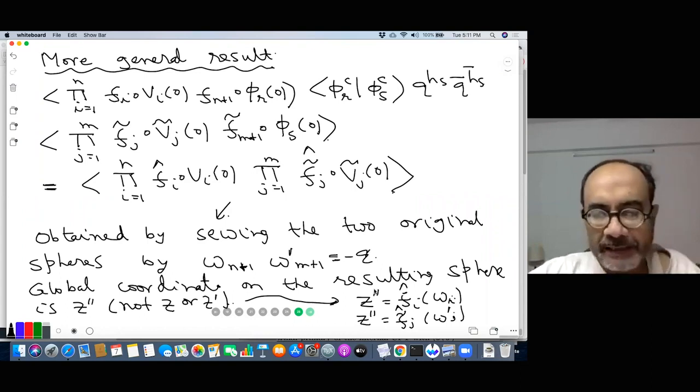Okay, so in the special case, we had these f n plus 1 and f tilde m plus 1 and an SL2C transformation. You can extend either the z coordinate or the z prime coordinate through the entire plane. But otherwise, constructing the z double prime will involve some work. But this is a general relation that we can always use.